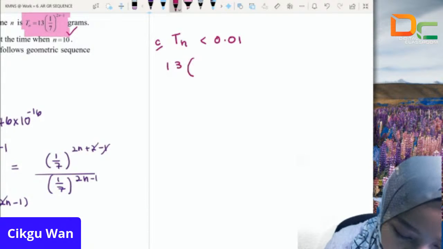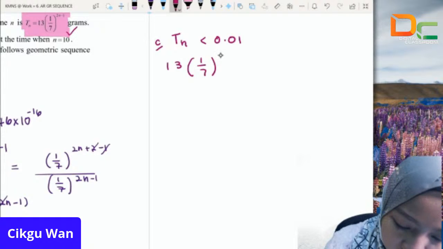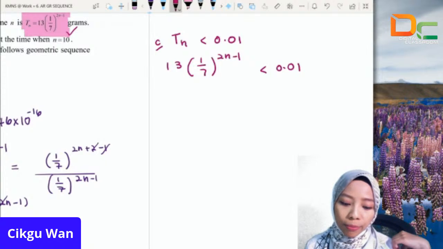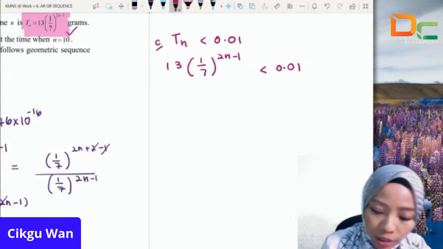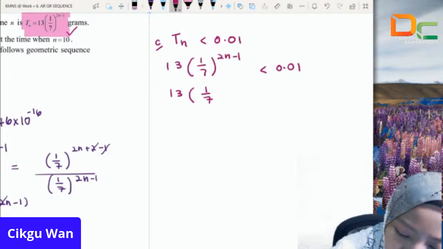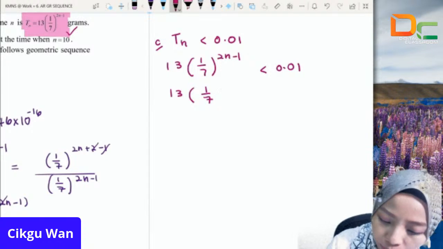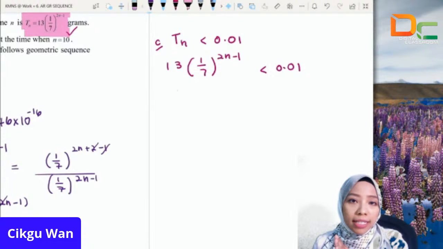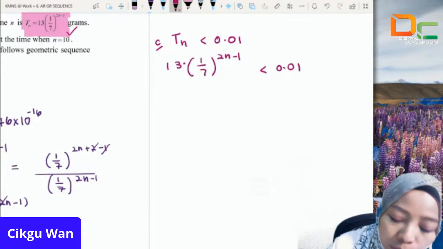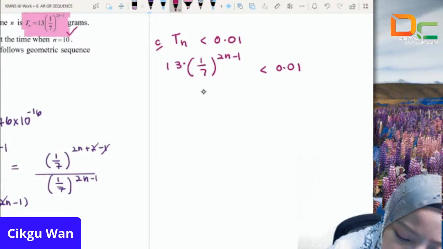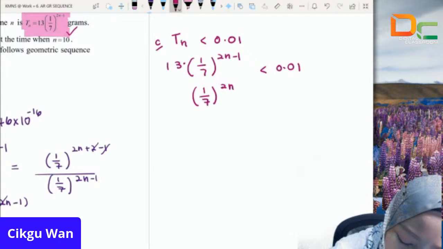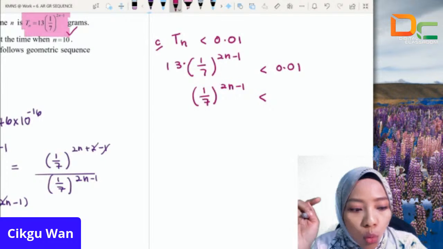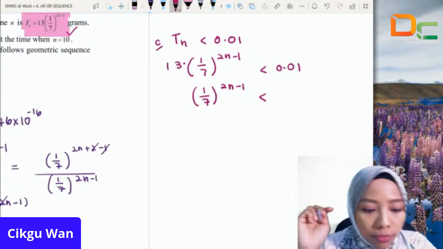Okay, so Tn ambil saja seperti dalam question ni. 13, 1/7 2n minus 1 is less than 0.01. Okay, boleh tak? Okay, so 13, 1/7 to the power of okay. So apa kita nak buat ni? Okay, so instead of I tulis balik, why not 13 tu kita bawa ke belah kanan. Sebab ini darab sebenarnya kan. Bawa pergi sana jadi bahagi. Okay, 1/7 to the power of 2n minus 1. Okay, please write down the value 0.01/13. Okay.